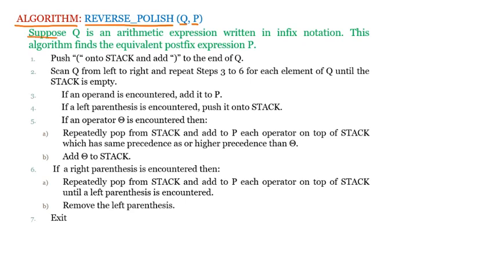So suppose Q is an arithmetic expression that is written in the infix notation. We know that whenever we have an expression like A plus B, here the operator is in between the operands, so this is called the infix notation. This algorithm finds the equivalent postfix expression P. So here we are going to find the postfix expression. We know that A plus B will be converted to AB plus.